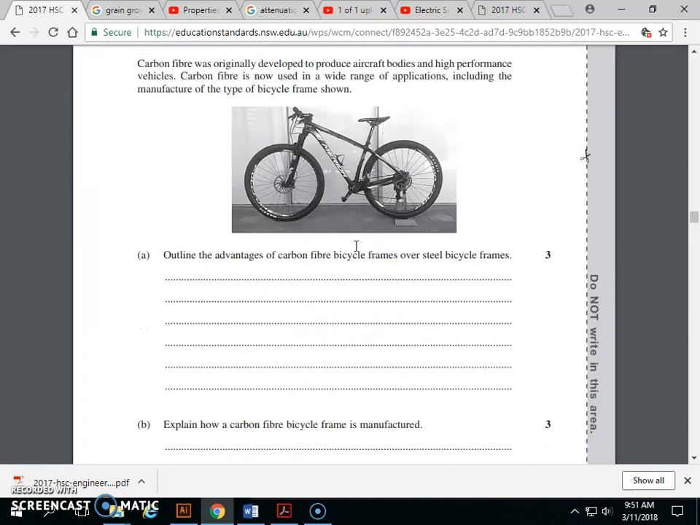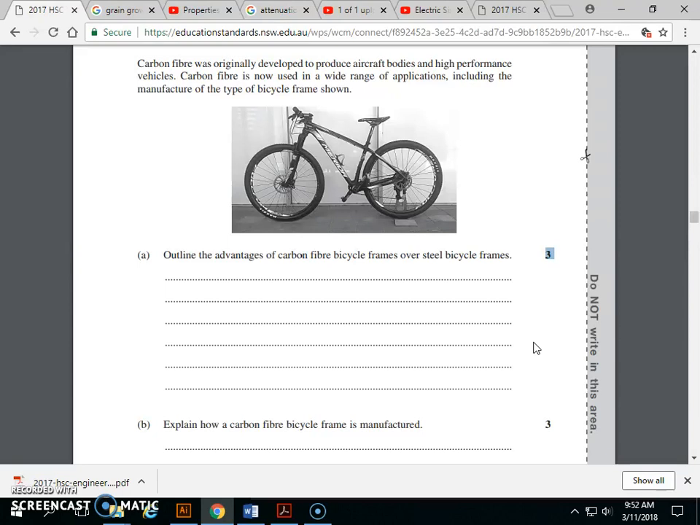So we have a bike. What's one advantage of carbon fiber over steel bike frames? Oh, it says advantages. It's 3, it's outlined. So I would suggest you probably want to have 3 different things. Okay, but if you put them into sentence form, that would be good. Okay, so what have we got?